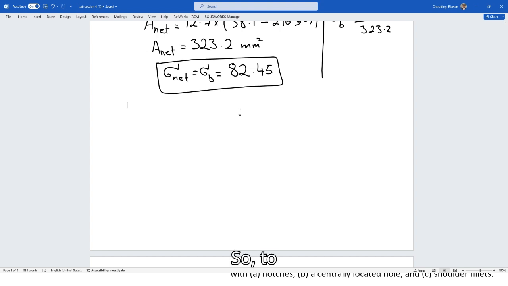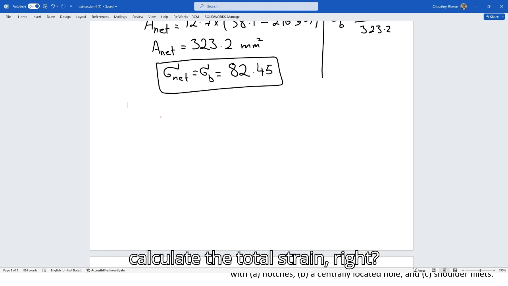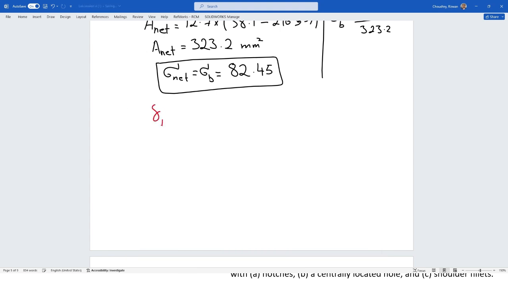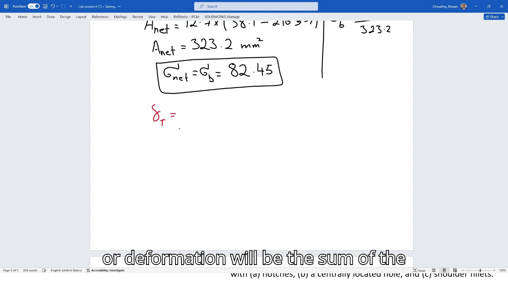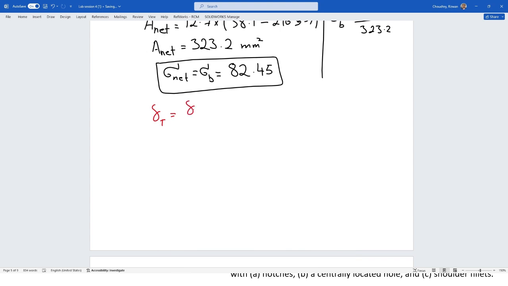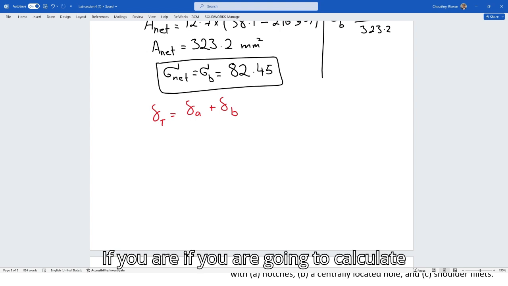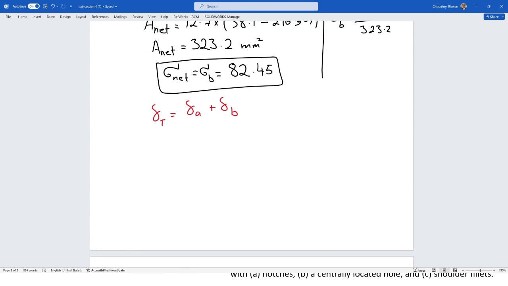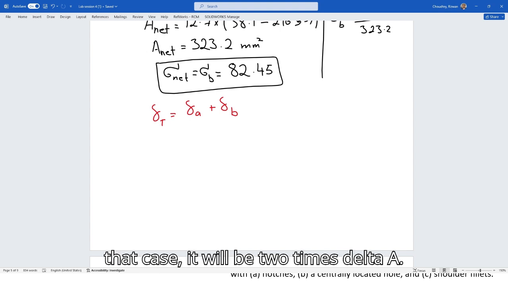So to calculate the total strain, basically the total displacement or deformation will be the sum of the displacement of region A and region B. Okay? I am now calling all of the region, both sides, as region A, right? If you're going to calculate it separately for one half and the other half, you can also do that, okay? But in that case, it will be 2 times delta A, okay?